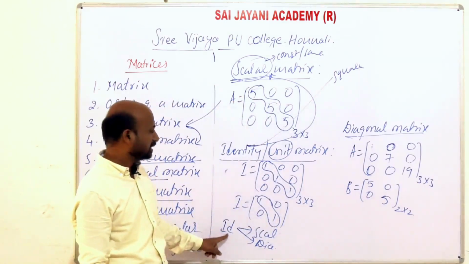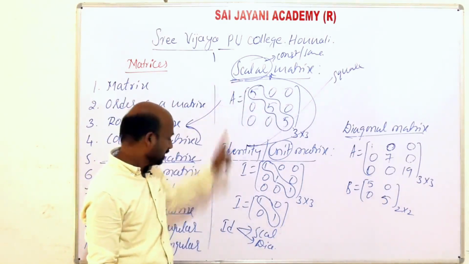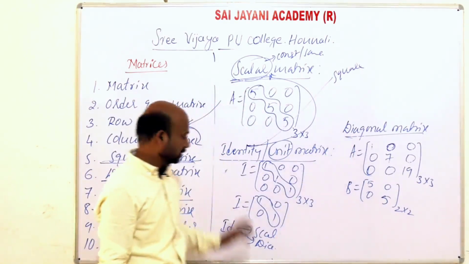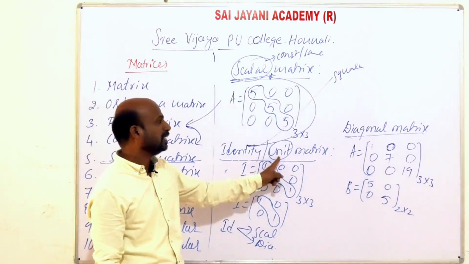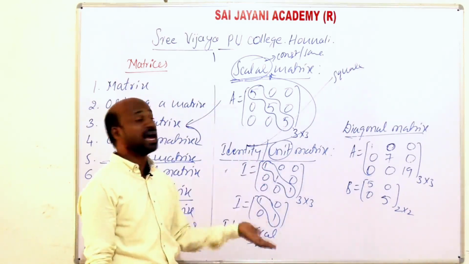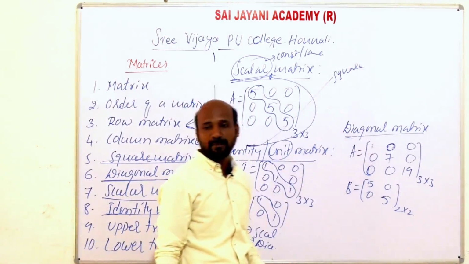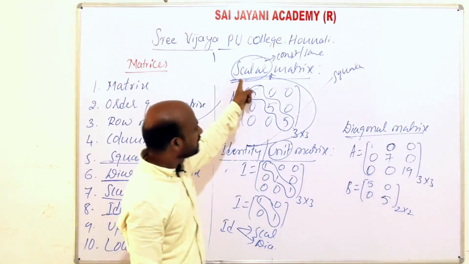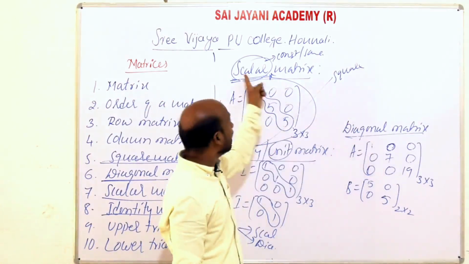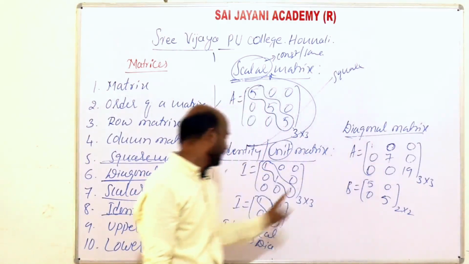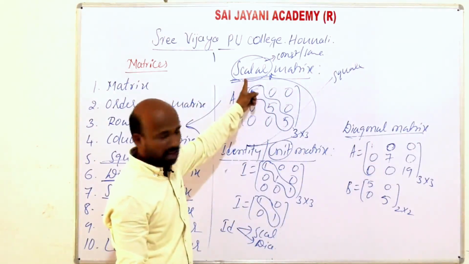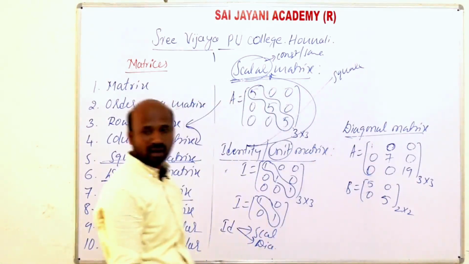So identity matrix is a scalar matrix, identity matrix is a diagonal matrix. So identity matrix or unit matrix is a scalar matrix as well as diagonal matrix. Scalar matrix is a diagonal matrix. Scalar matrix must be a diagonal matrix, but identity matrix is both scalar matrix as well as diagonal matrix.